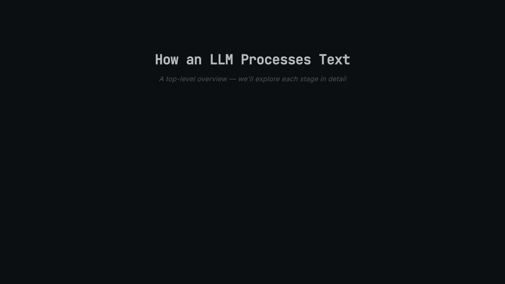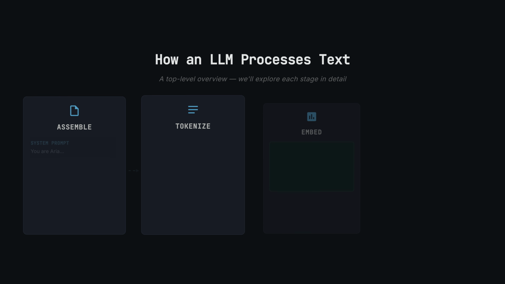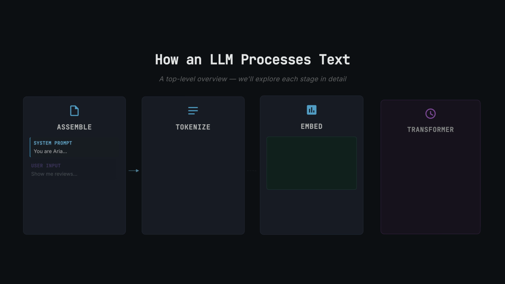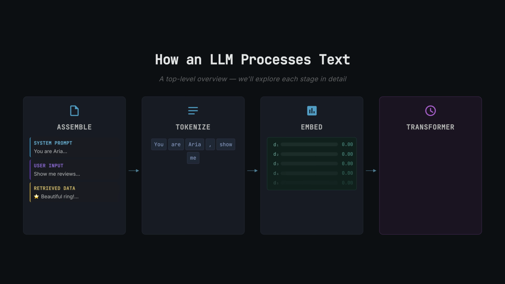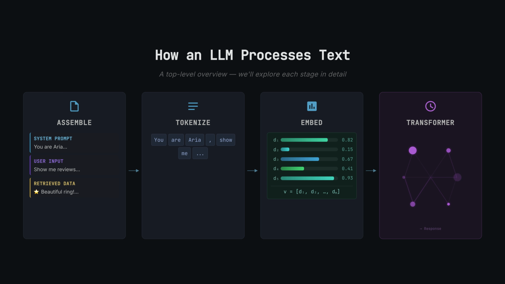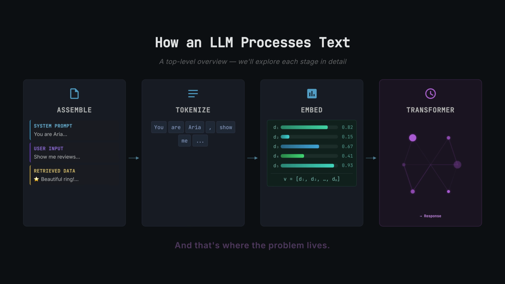To understand the vulnerability, you need to understand how an LLM actually processes text. Here's the top-level view. We'll explore each stage in detail. When Aria receives a message, three things get assembled: the developer's system prompt, the customer's question, and any data retrieved from the database. This combined text gets broken into tokens and converted into embeddings, vectors of numbers the model can process. These embeddings flow into the transformer, and that's where the problem lives.